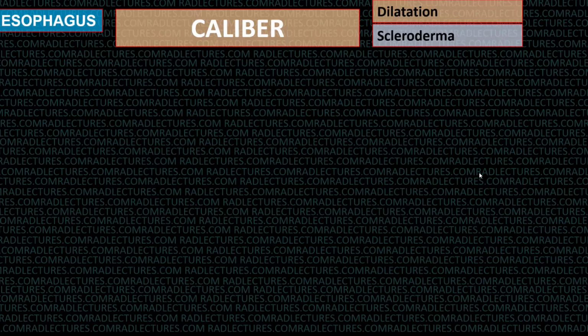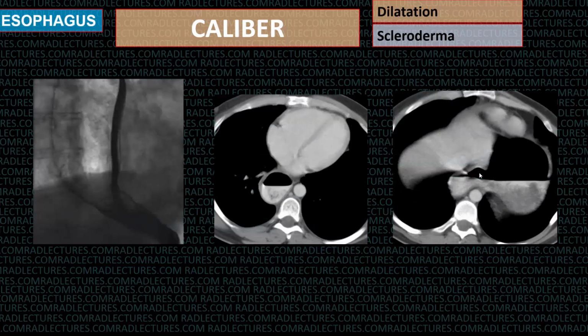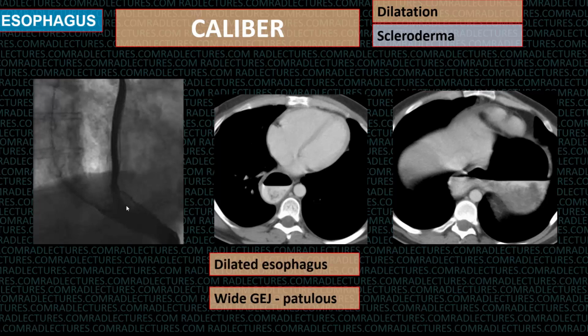Scleroderma also causes dilatation, which looks very similar to achalasia. But the difference is that in scleroderma, the lower end of the esophagus, the lower esophageal sphincter, is wide, or it is also called patulous, because there is no resistance there.